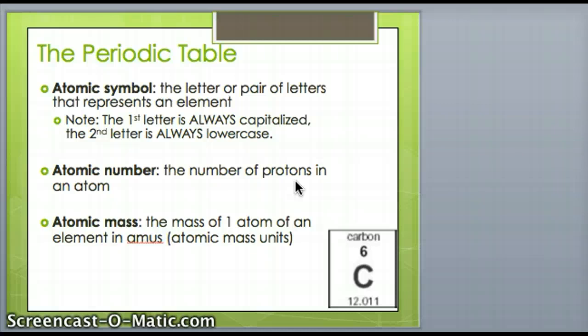All right, now the atomic number is the number of protons in an atom. So if you look at carbon, its atomic number right here, carbon has 6 protons. And you know for every proton there's an electron, so it's also the number of electrons. And it's got the atomic mass in AMUs. So the atomic mass is 12.011 AMUs. That's how much carbon weighs.